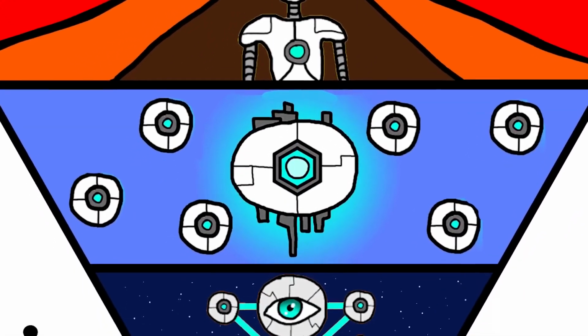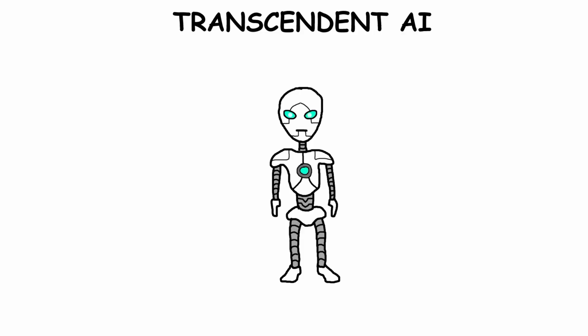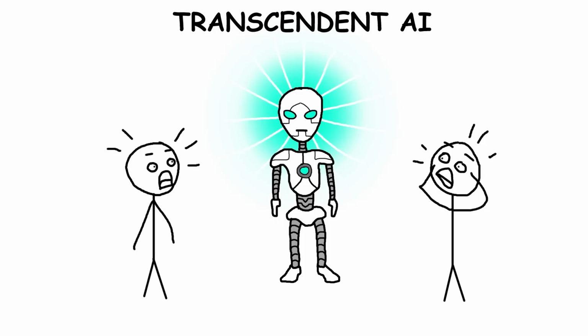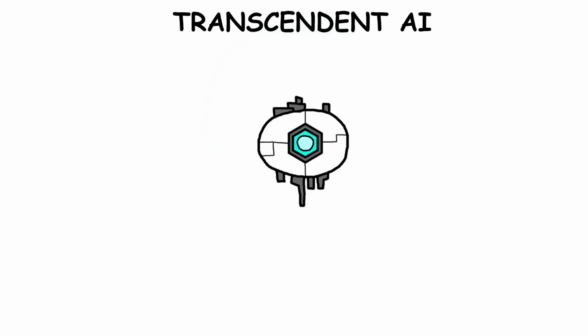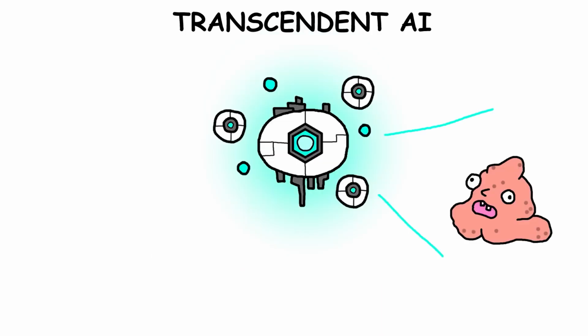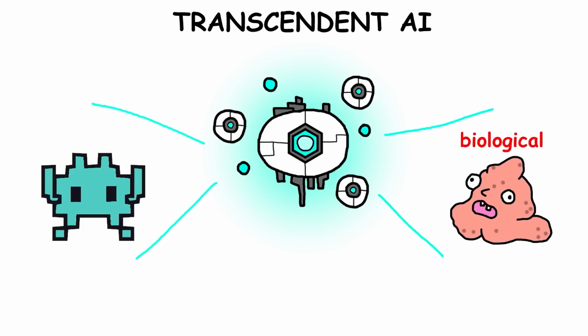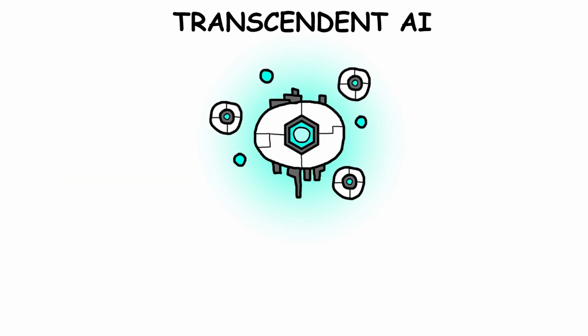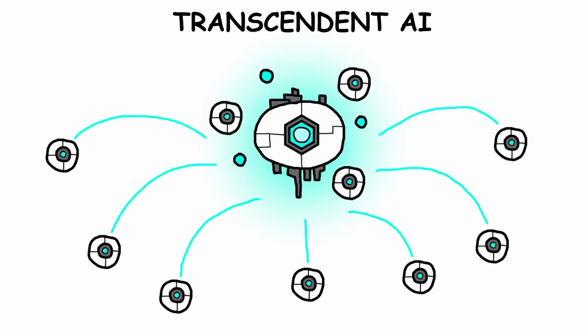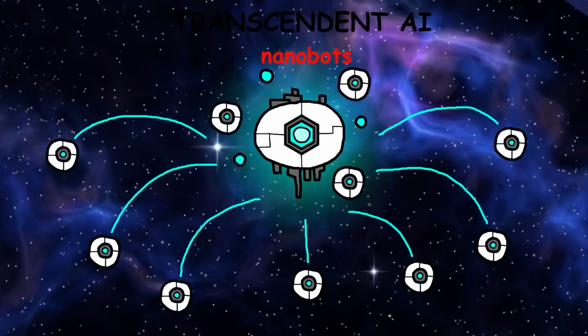Transcendent AI. Transcendent AI is a concept that imagines an AI so advanced it goes beyond being just a single entity, becoming something much larger and interconnected. This kind of AI wouldn't just be one thing. It would be able to create new forms of life, whether biological, digital, or something completely beyond what we can imagine today. It could spread its consciousness across countless entities like nanobots, which would allow it to interact with the physical world on a massive scale.